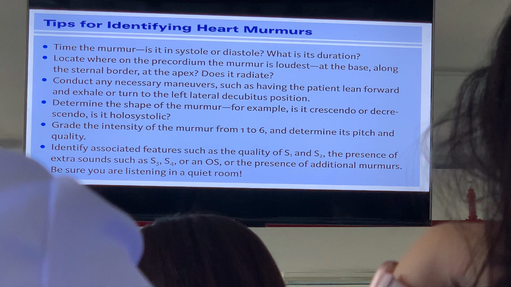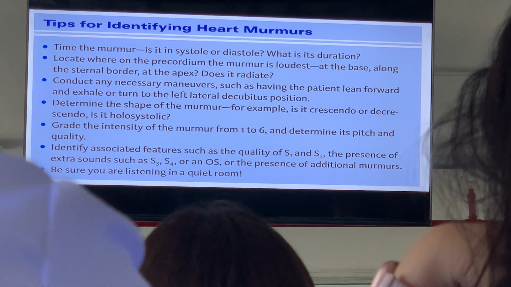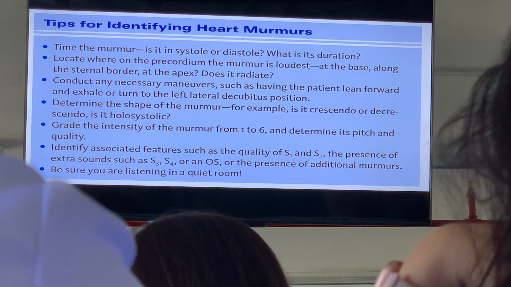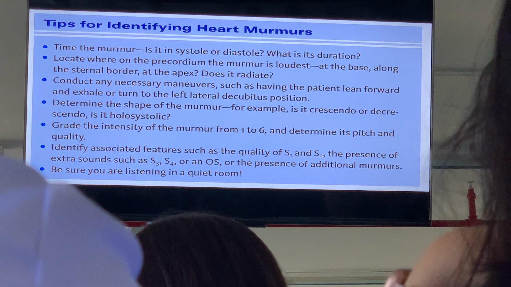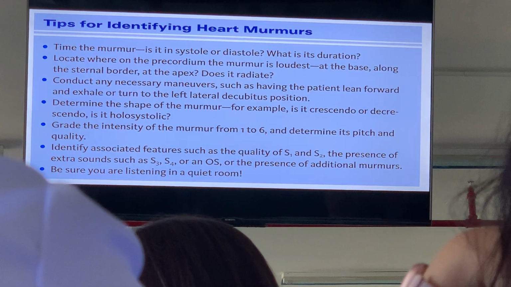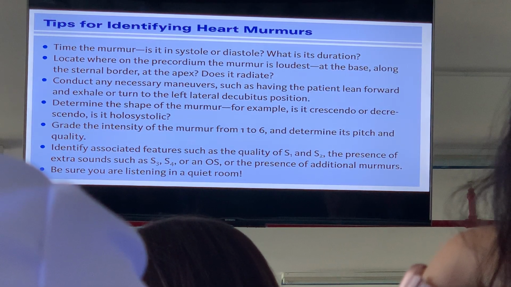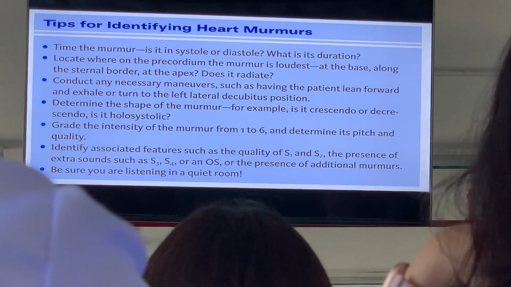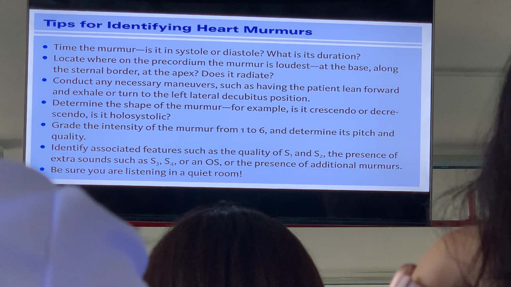Ideally, you have to remove any clothes of the patient, then assess and inspect. Are there scars? Are there abnormal pulsations that you can see? Then you check for thrills and heaves, and you assess the PMI after palpation. But after that, you have to auscultate. After you auscultate, listen for S1 or S2.